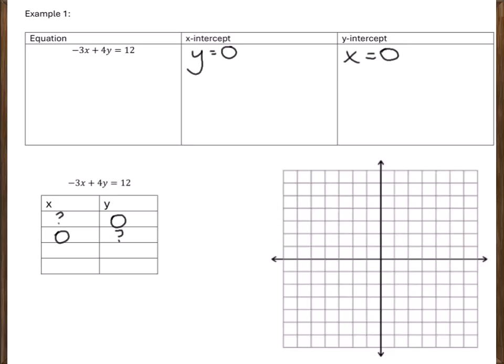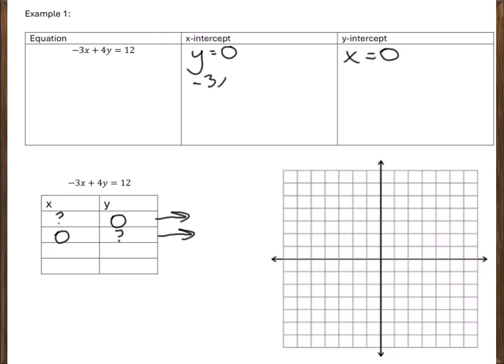Again, in previous examples, we got to pick any values we wanted, any 2 points. This time, I'm telling you what 2 points you have to use. You have to use the x and y intercept. So these are the 2 points that we're going to use to generate our graph. All right, so let's go ahead and get started finding the x-intercept.